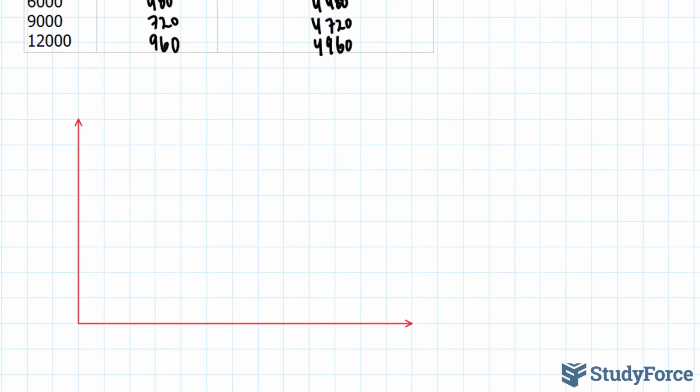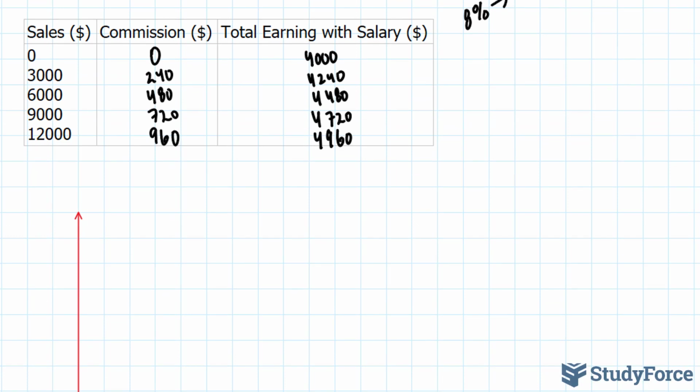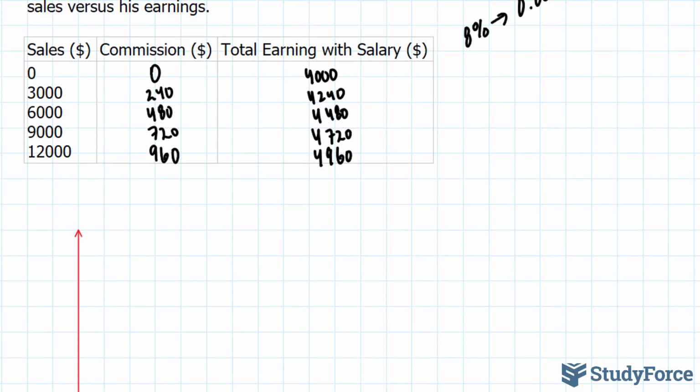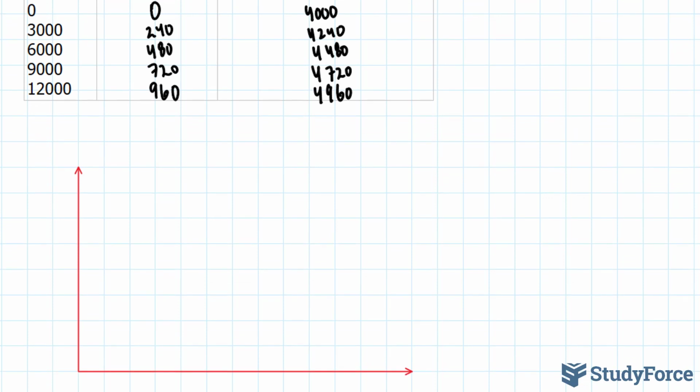So let's determine what the independent and dependent variables are. Well, we know that his total earnings depends on the amount of sales that he makes. So this right here is your dependent variable, and the dependent variable goes on the y-axis. The sales, on the other hand, are the independent variable because this doesn't depend on anything. Given that, this will represent our x-axis. So let's write that in.